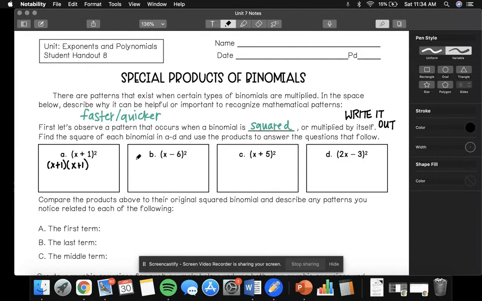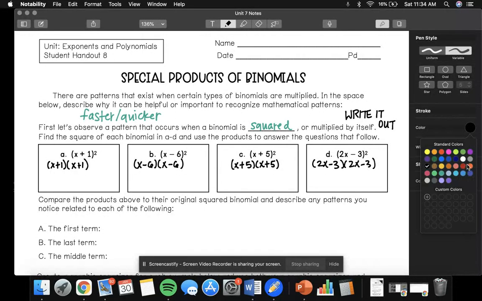So for this one, it would be x minus 6 squared, so I'd write it out twice. x plus 5 squared, and 2x minus 3 squared. People usually miss these problems because they're trying to use the pattern, or they're trying to just do it so quickly they forget parts of it. So my suggestion is to always write it out.